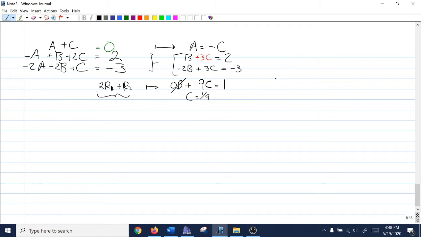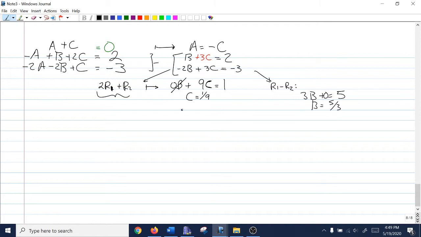I can plug that in. I like redoing the elimination without substituting, because then I don't have to actually touch the fractions. I'm less likely to make a mistake that way. If I just take row 1 minus row 2, what does that yield? b minus negative 2b makes 3b. 3c minus 3c cancels, that's why I picked row 1 minus row 2. 2 minus negative 3 is 5. So b is 5/3.